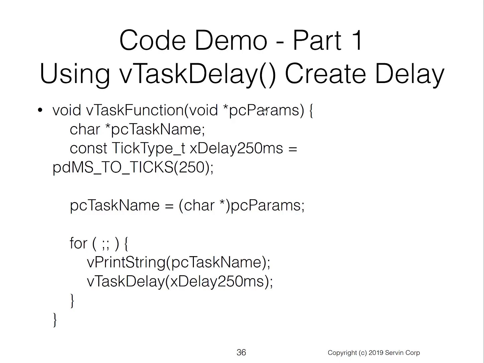We come in here, one of the parameters we take is our task name, and then we print out our task name, and then we delay, in this case, 250 milliseconds. So the idea is we delay 250 milliseconds, print our name, delay, print our name, delay, and so forth.